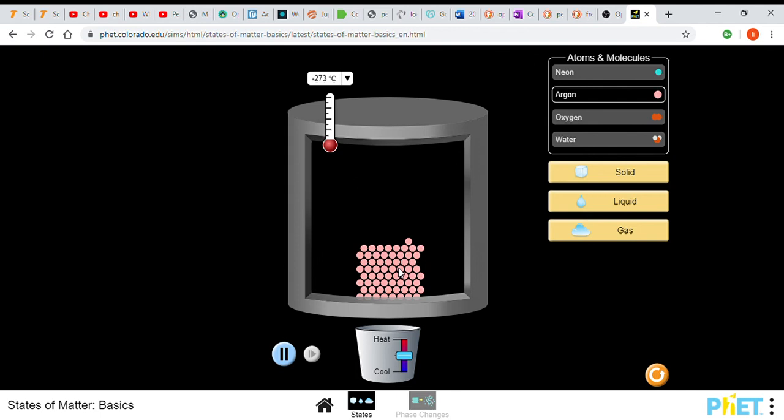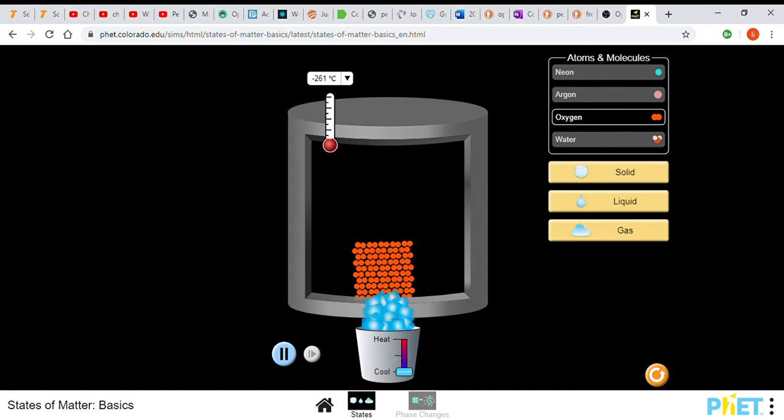Well, let's take oxygen. Let's find out what happens with oxygen. Oxygen's at minus 246. Let's pull the temperature down. They're getting less and less and less, and they're stopped, minus 273 degrees.